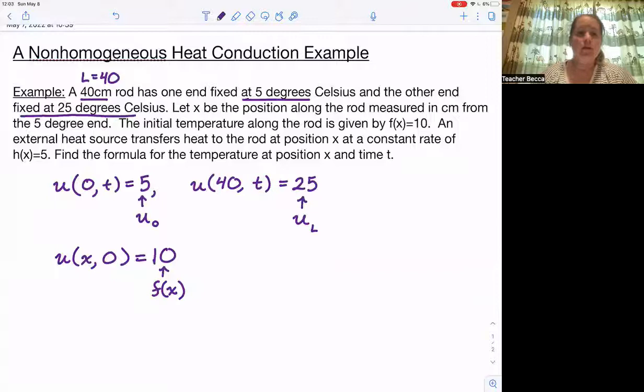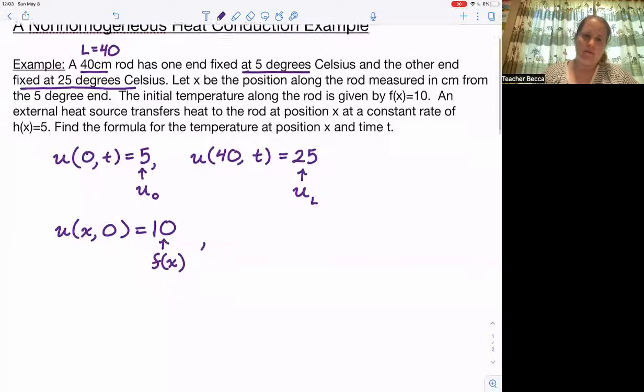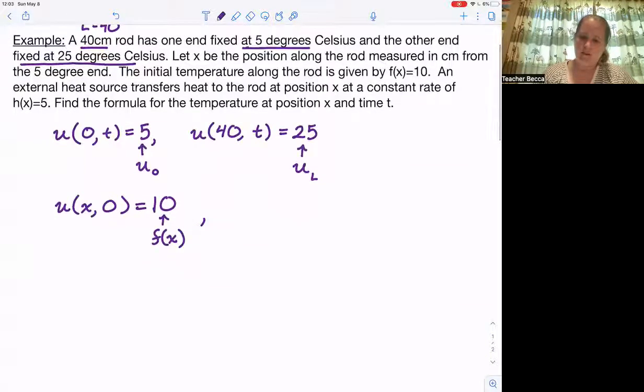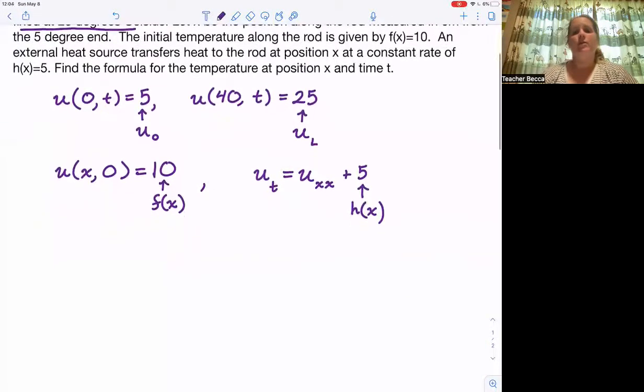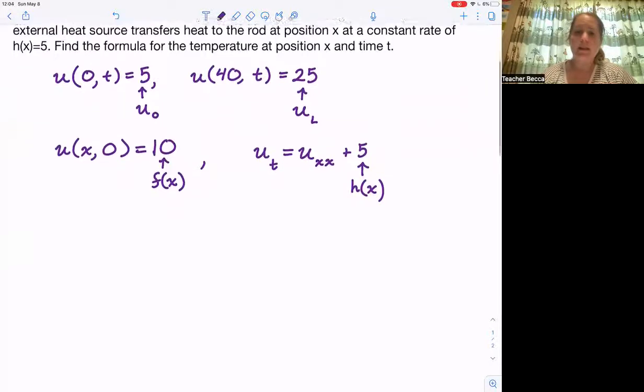And then we have external heat source, h of x equals 5. So we have u, first partial with respect to t of u is equal to the second partial with respect to x of u plus h of x, or plus 5. Our job is to find the formula for the temperature at position X and time t.